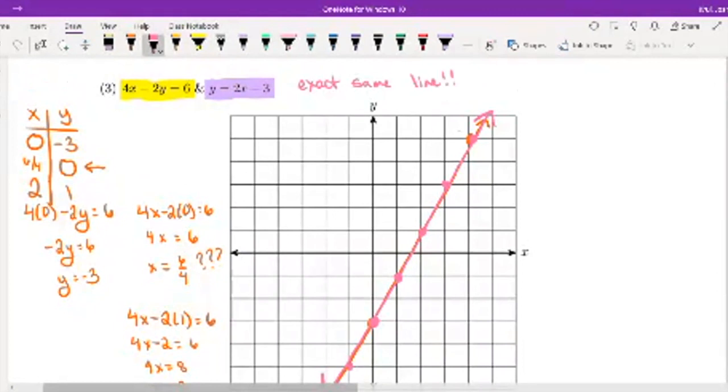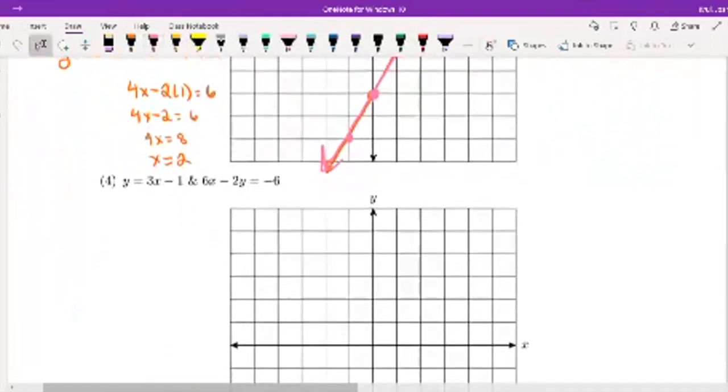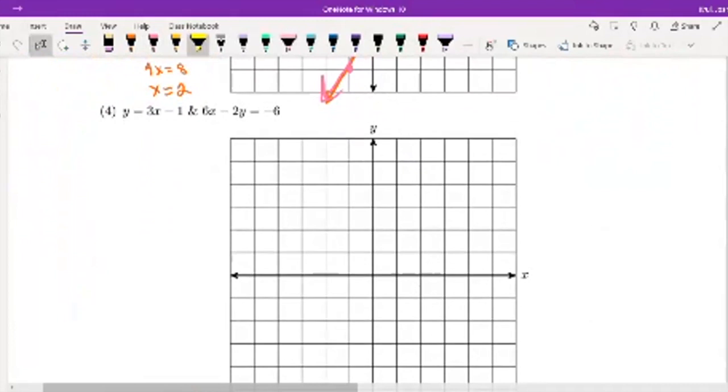So since it's the exact same line, we can say that there are infinitely many solutions. That's the phrase. Number 4.